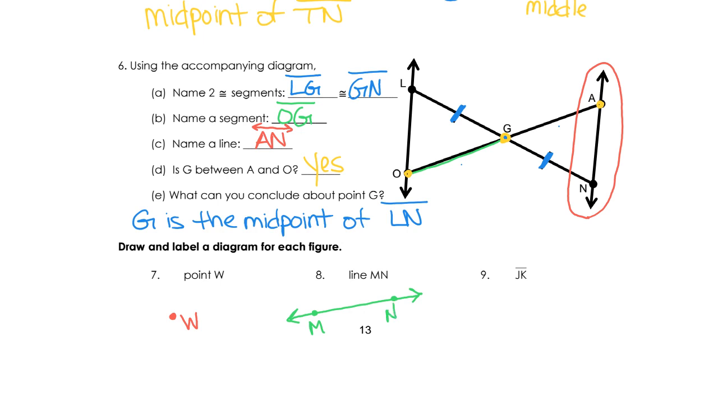And then the next one is asking me for a line segment, JK. So again, we'll draw a line, but this time we're going to put endpoints to make it a segment instead of arrows. We'll call one J and one K.